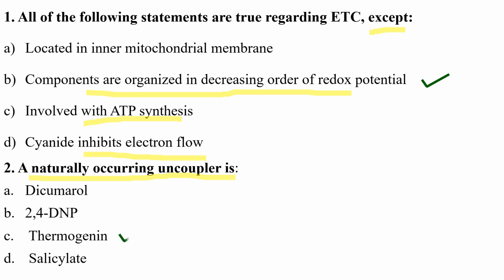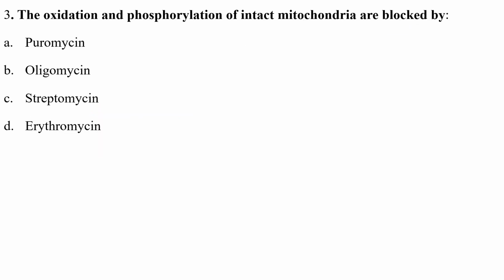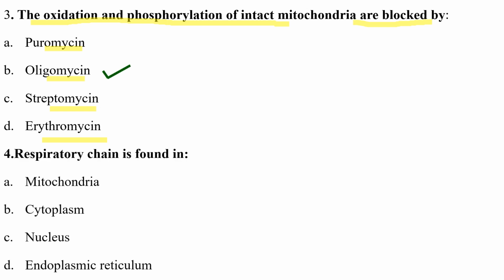Next, a naturally occurring uncoupler is: dicoumarol, 2,4-DNP, thermogenin, salicylate. Answer is thermogenin. Next, third question: the oxidation and phosphorylation of intact mitochondria are blocked by: puromycin, oligomycin, streptomycin, erythromycin. Answer is oligomycin.